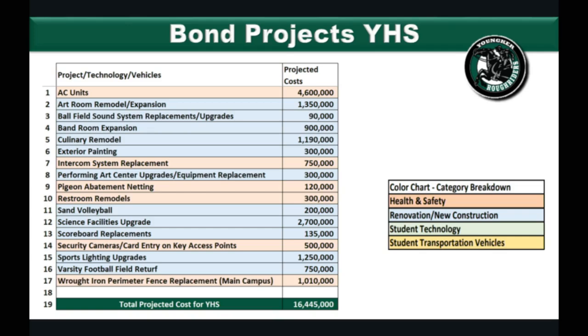We also have a wrought iron fencing issue there on that campus. Right now it's up, but you can see, especially along Apache, where it's starting to rust, and we want to get that replaced for the safety of the campus.